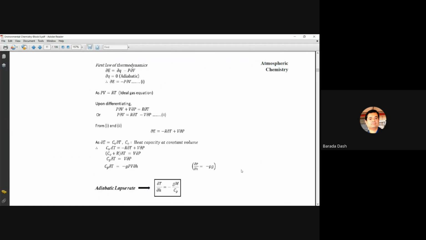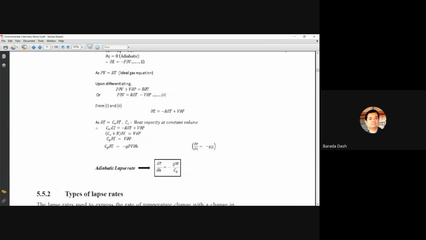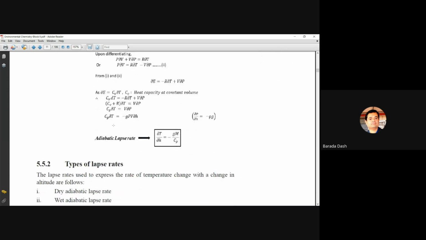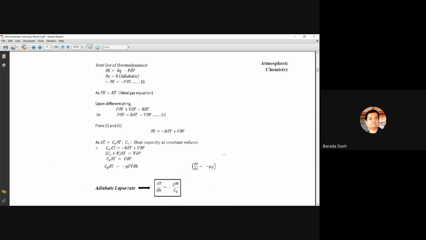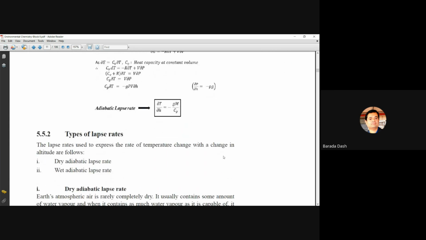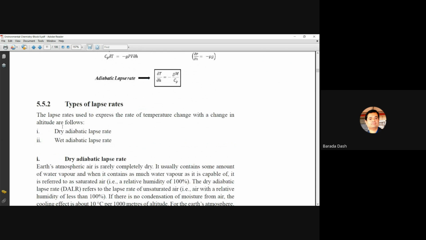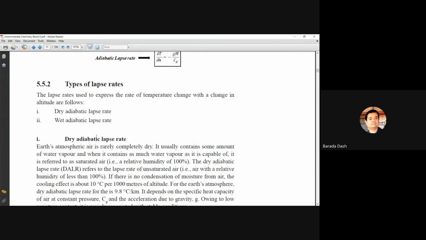If you calculate from the first law of thermodynamics, you can calculate the lapse rate equal to delta T by delta H, equal to minus g by Cp. This is the relationship by which you can calculate the adiabatic lapse rate. The lapse rate is used to express the rate of temperature change with change in altitude. There are two types of lapse rate: one is the dry adiabatic lapse rate, the other is the wet adiabatic lapse rate.